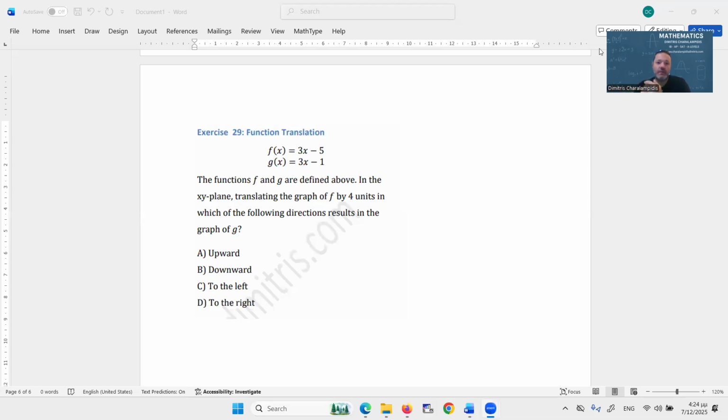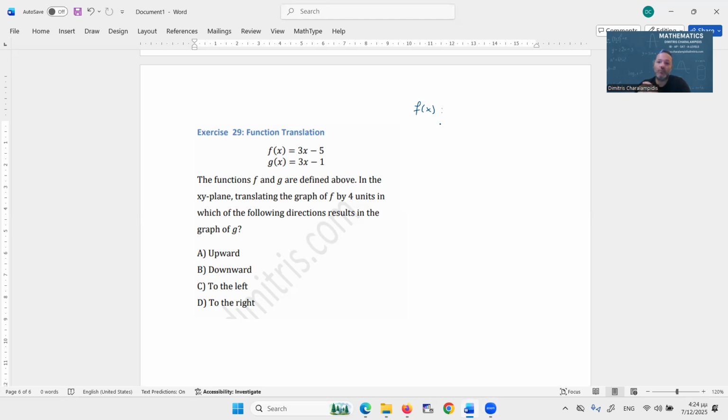Exercise 29. The functions f and g are defined above. In the xy plane, translating the graph of f by 4 units in which of the following directions results in the graph of g? So, we need to start from f of x, apply a transformation and see if we can get g or not.